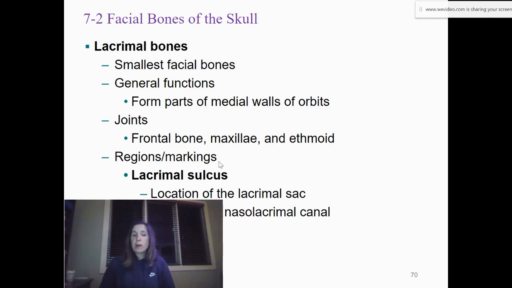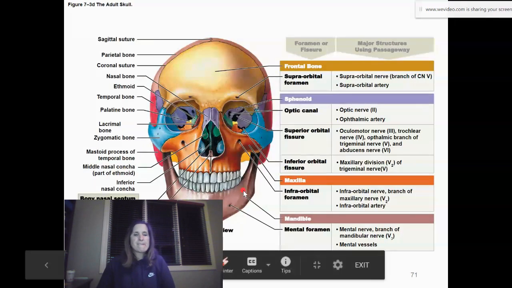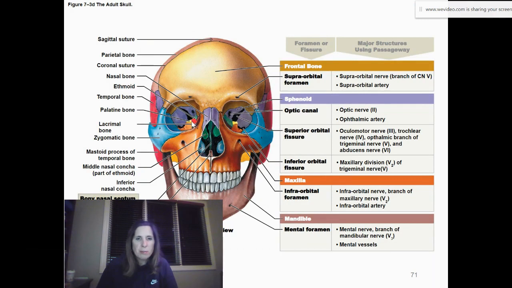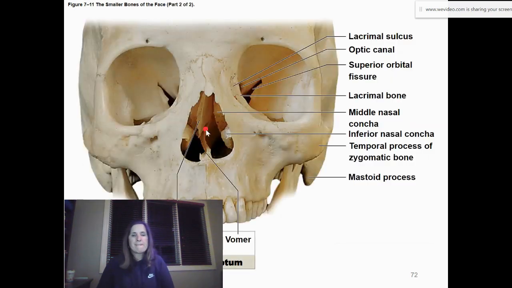All right, so the lacrimal bones I have pointed out. They are the smallest facial bones, so they were really hard to see. They are part of the orbit. So let's find them. Here's your palatine, here's your ethmoid, and then there's a lacrimal bone. So you have your nasal bone, and then part of your maxilla, and then there's going to be a lacrimal bone right there. Here you could see a different view of the lacrimal bone.